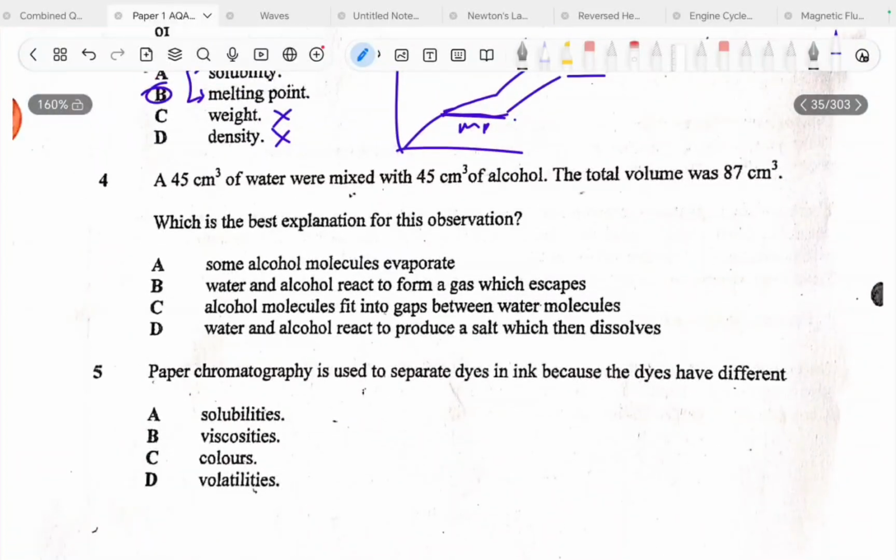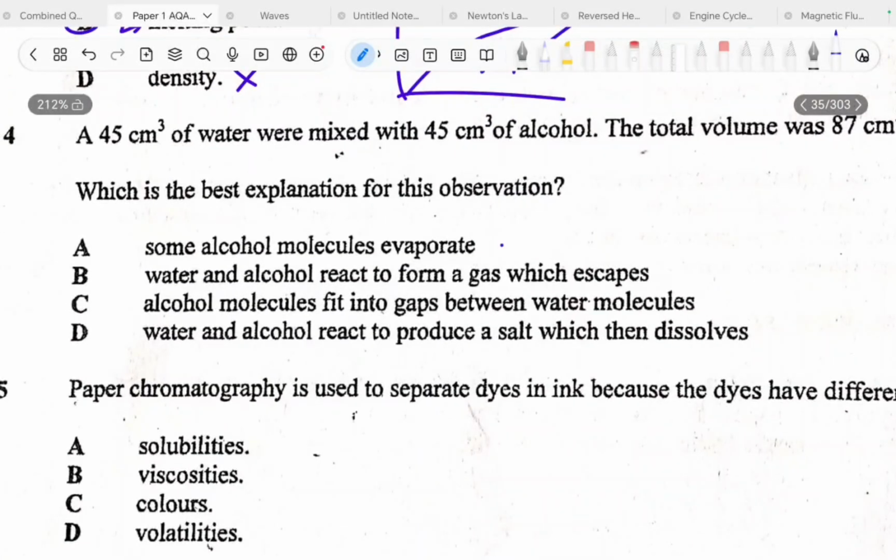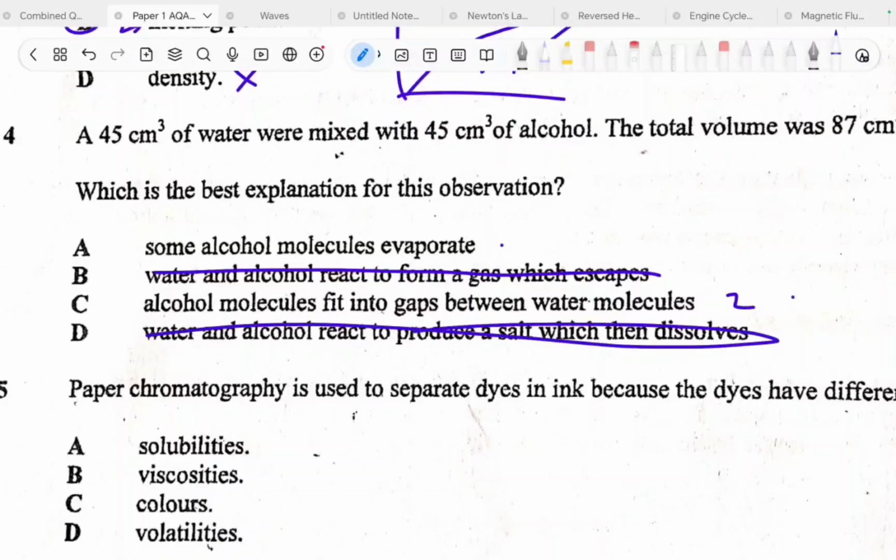45 cubic centimeters of water is mixed with 45 cubic centimeters of alcohol, and the total volume is 87. What is the best explanation for this observation? Some alcohol molecules evaporate. This can be an answer, so we'll leave it there. Water molecules and alcohol react to form a gas. They do not react. Alcohol molecules fit into gaps between water molecules. So this can be an answer. Water and alcohol react to produce salt. They do not react. So we have two answers, but only one of them can be true.